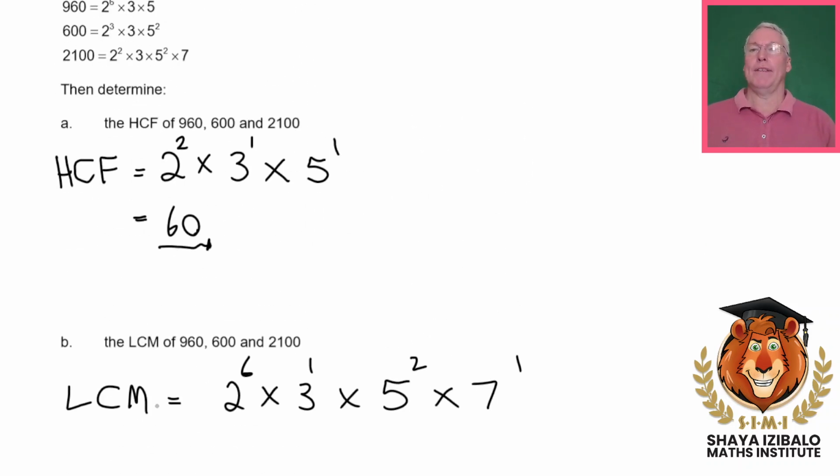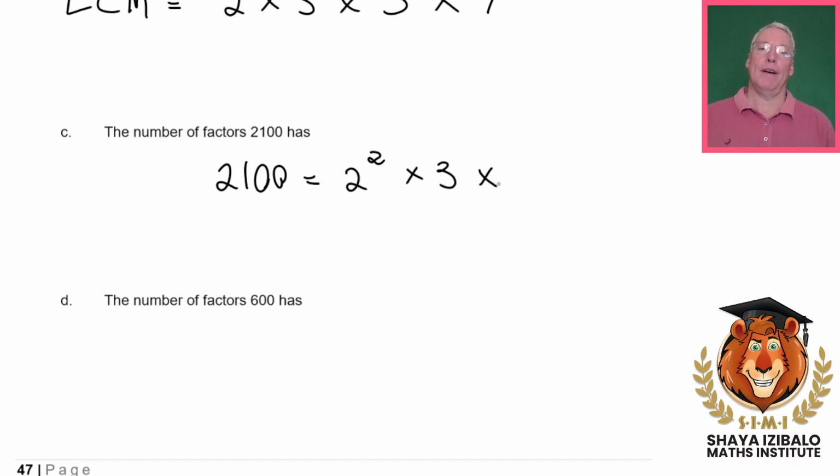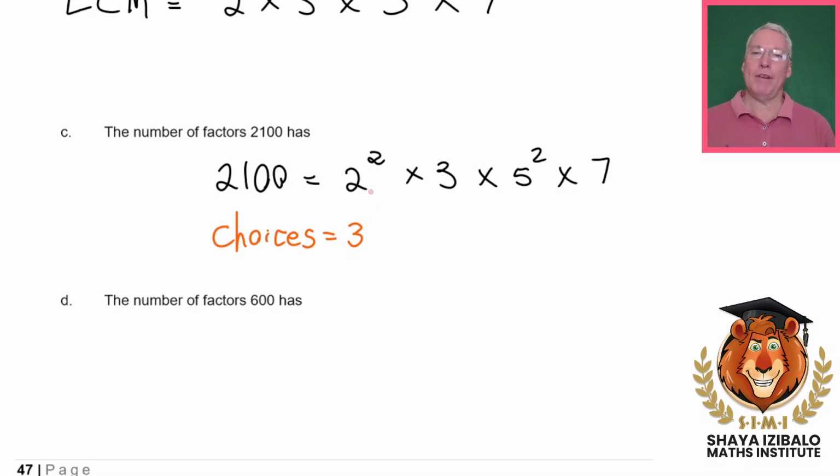Now the number of factors that 2100 has. 2100 is 2 squared times 3 times 5 squared times 7. And remember, any factor of 2100 has to be a combination of factors of 2, 3, 5, and 7. We've got 3 choices for the 2's. You might be surprised that we've got 3 choices, but remember, we don't have to have any 2's. We can have 0, 1, or 2.